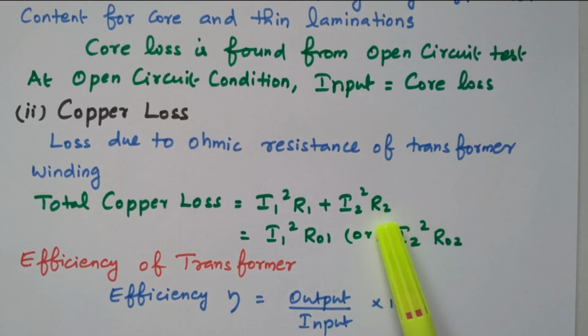I2 square R2 is nothing but the secondary winding. So we can transfer all the parameters to the primary or secondary accordingly: it is I1 square R01, where R01 is nothing but the sum of resistance in the primary as well as secondary, referred to the primary. I2 square R02 is the sum of primary and secondary winding resistance, referred to the secondary winding. Right. So the parameters are transferred to either the primary side or the secondary side. That video, the equivalent resistance, is also available separately.